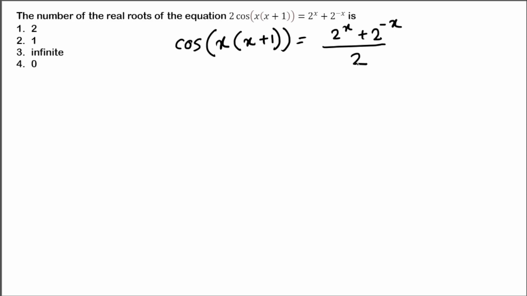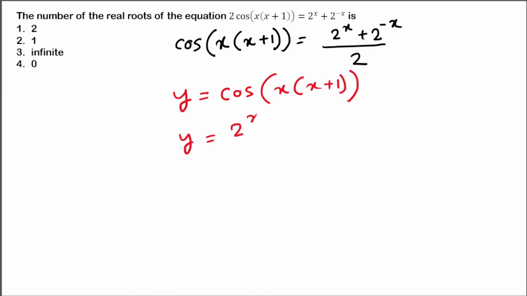So first of all, let us divide this equation into two parts. First is y equals to cos of x into x plus 1. This is 1. And the second is y equals to 2 to the power x plus 2 to the power minus x by 2. This is the second part.